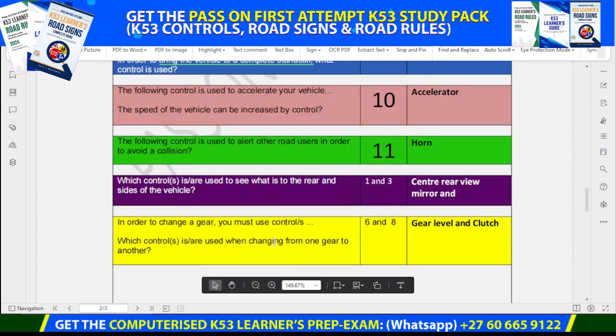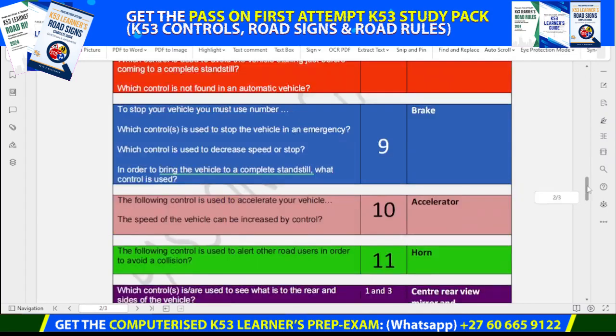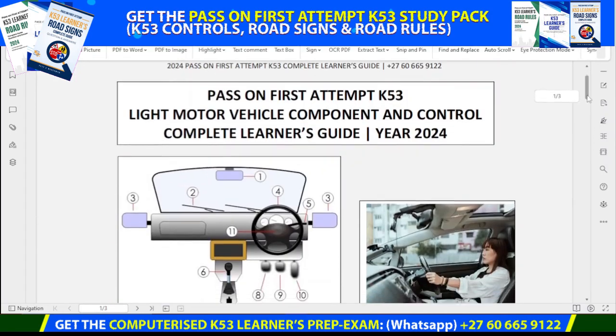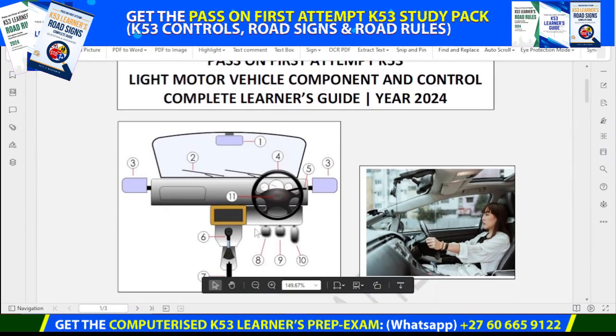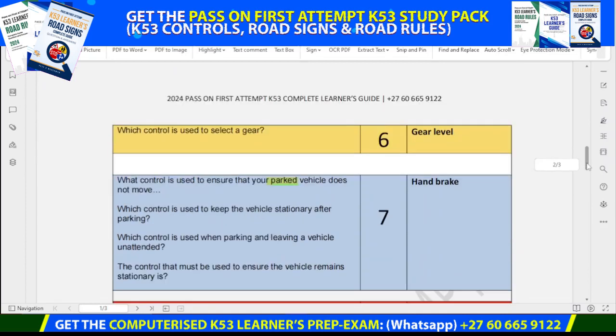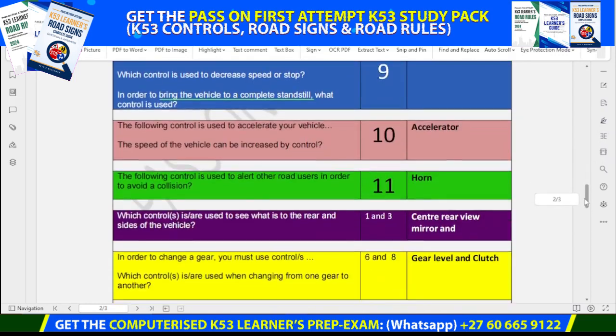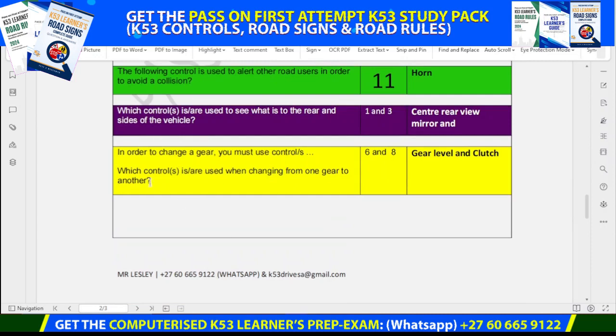Now let's look at also this question. In order to change a gear, you must use control 6 and 8. Each time you want to change a gear, first of all you have to use two controls: the clutch and the gear lever. You press on the clutch to disengage gears, and the gear lever to select a gear. But remember, control 6 is used when selecting a gear. Now if the question says which control or controls are used when changing from one gear to another, that's also changing gear, right? So it's also the gear lever and the clutch.